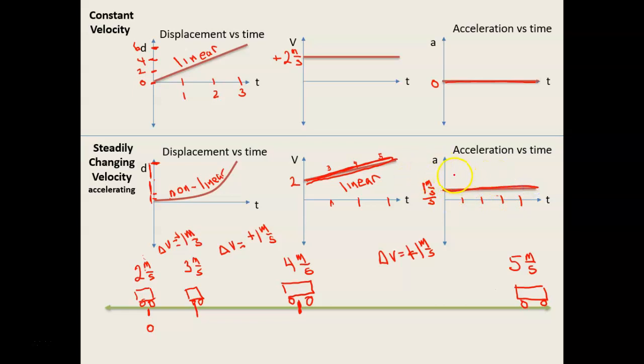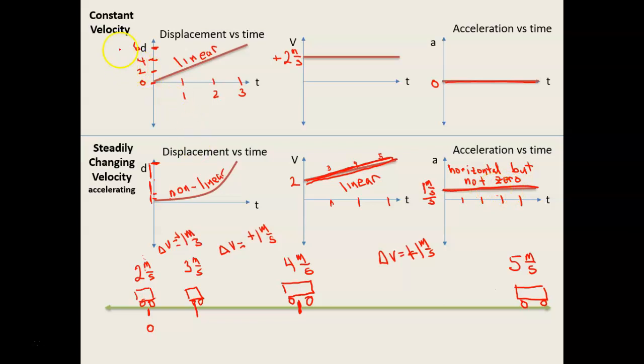Okay, so this is going to be horizontal, indicating steady, but not zero. Not zero, okay? So if you see an acceleration versus time graph and you see a non-zero horizontal line, that means the object is accelerating.